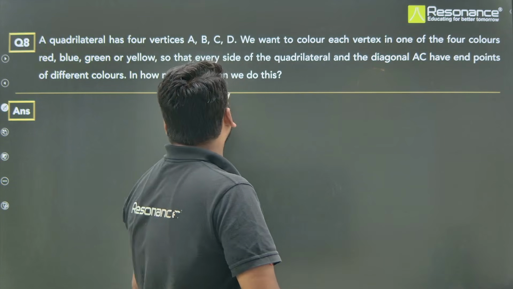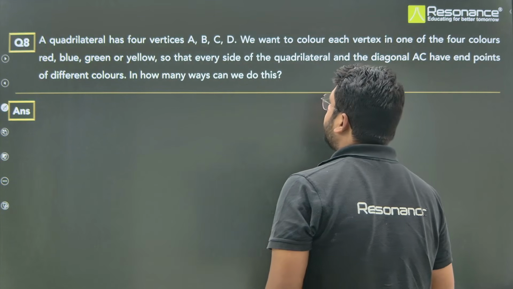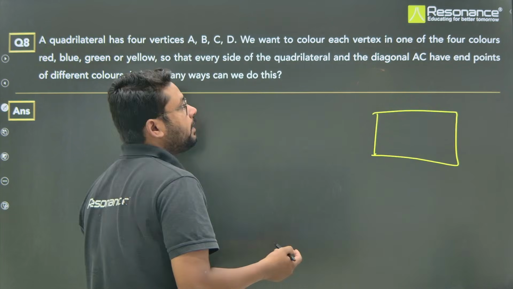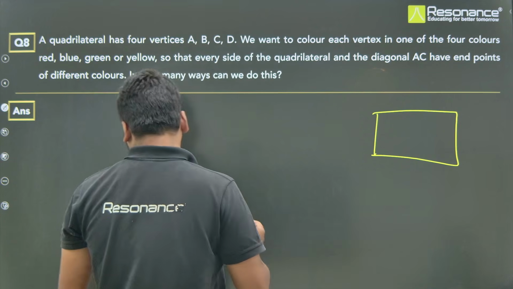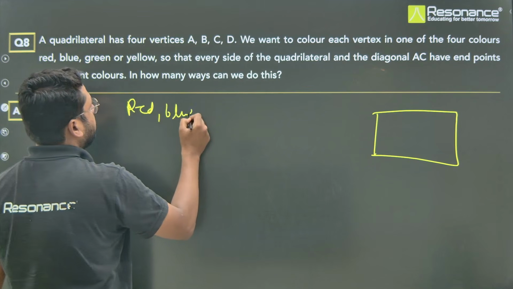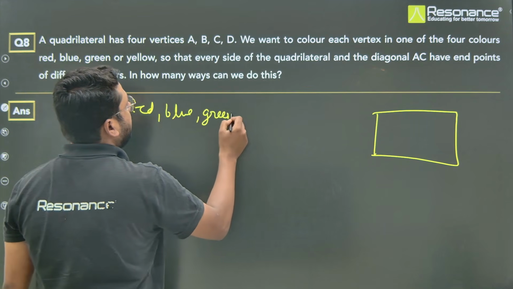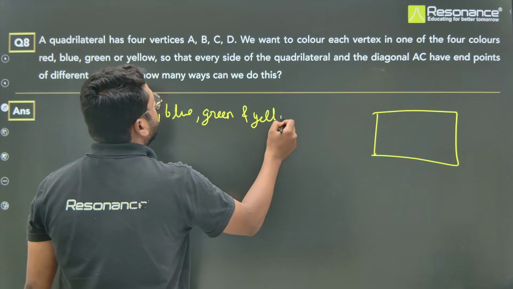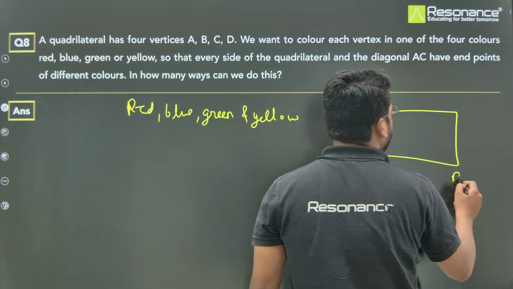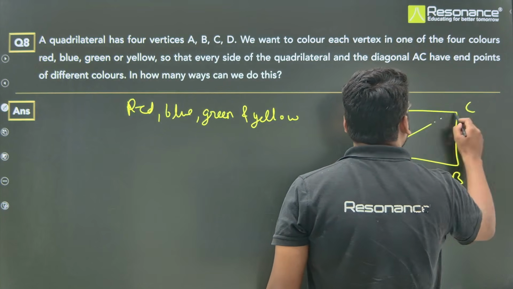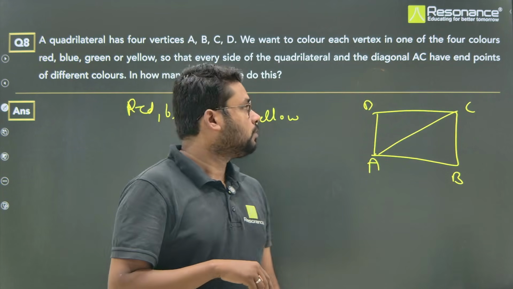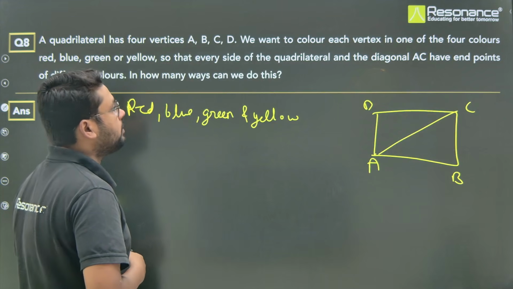Next, a quadrilateral has 4 vertices A, B, C, D. We want to color each vertex in one of the 4 colors: red, blue, green and yellow, so that every side of the quadrilateral and the diagonal AC have endpoints of different colors. In how many ways can we do this?